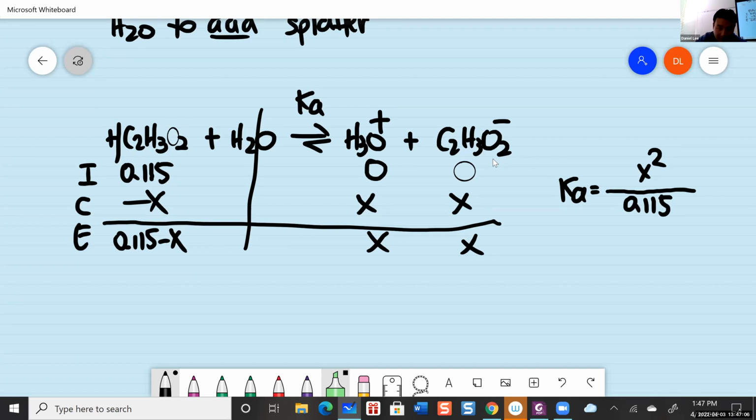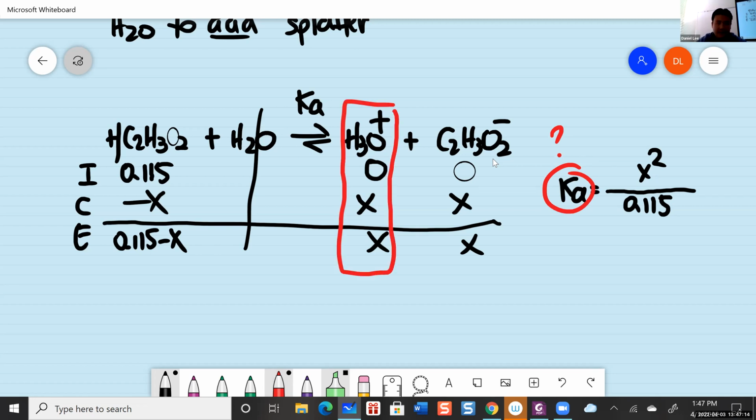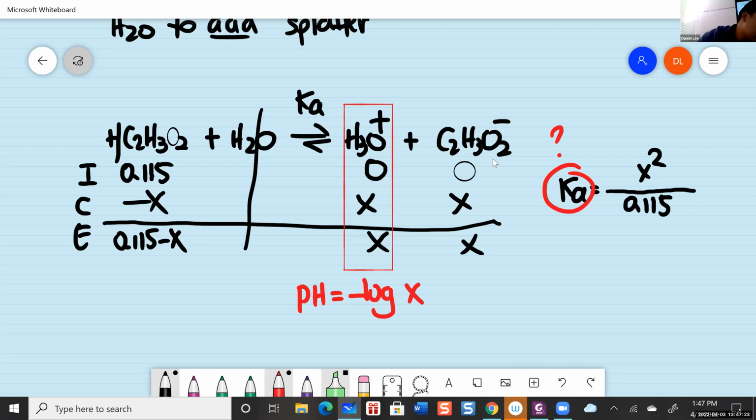But we are looking for Ka. That is why you're given x in terms of pH, because x is hydronium. So pH is negative log of x. And what was the pH? 2.92. So the pH was 2.92, and you solve for this.